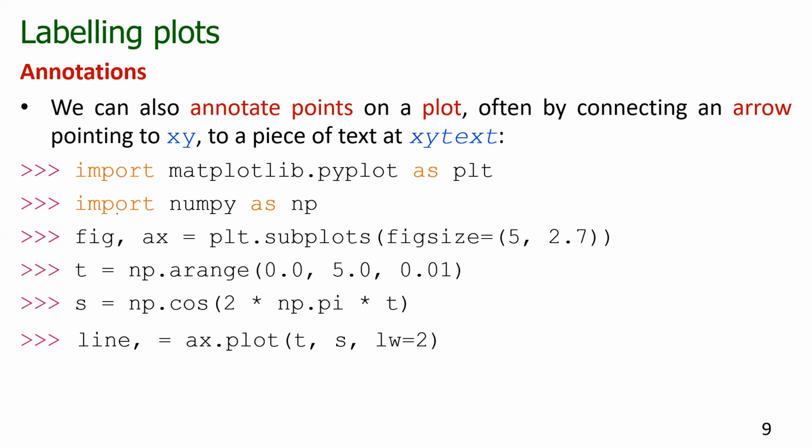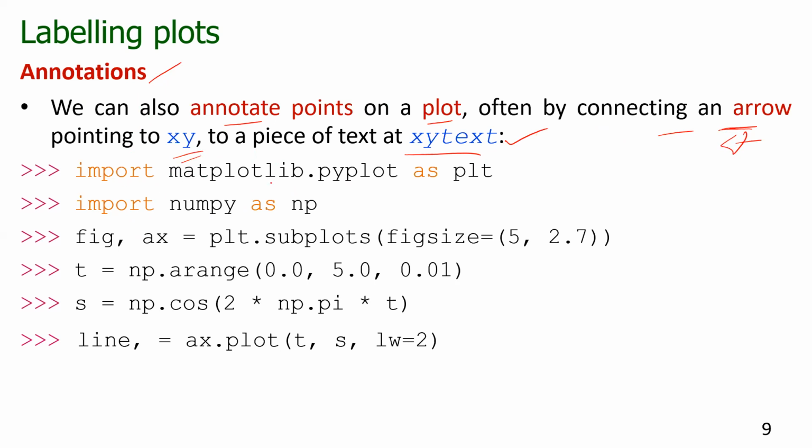Then the next concept as part of labeling plots is annotations. We can do annotation of our graph also. We can annotate points on the plot, often by connecting an arrow, using the arrow symbol pointing to xy, to a piece of text at xytext.